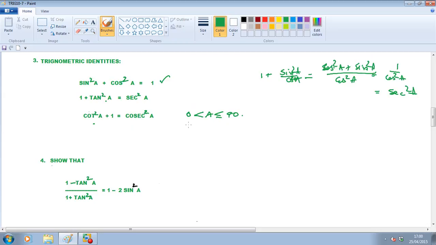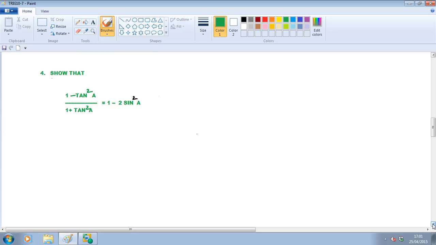In this case, you should remember the angle theta is less than 90. If theta is more than 90, the rule changes. Sometimes when it goes to the next quadrant, the sign may change. So to the next problem. Show that 1 minus tan square A divided by 1 plus tan square A is equal to 1 minus 2 sin square A.